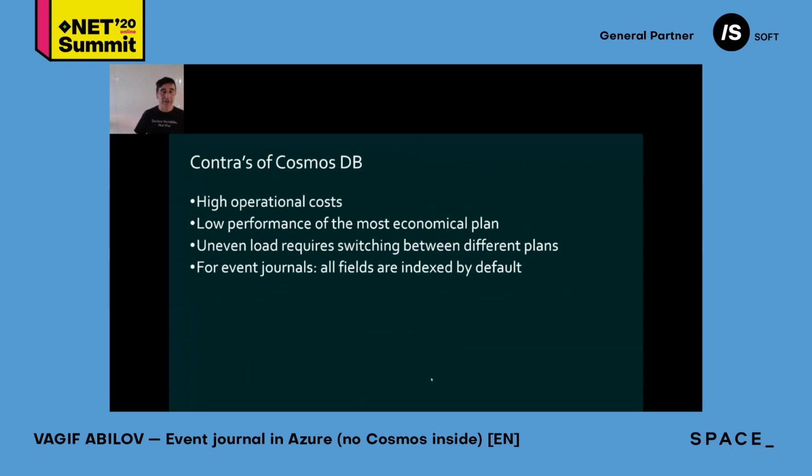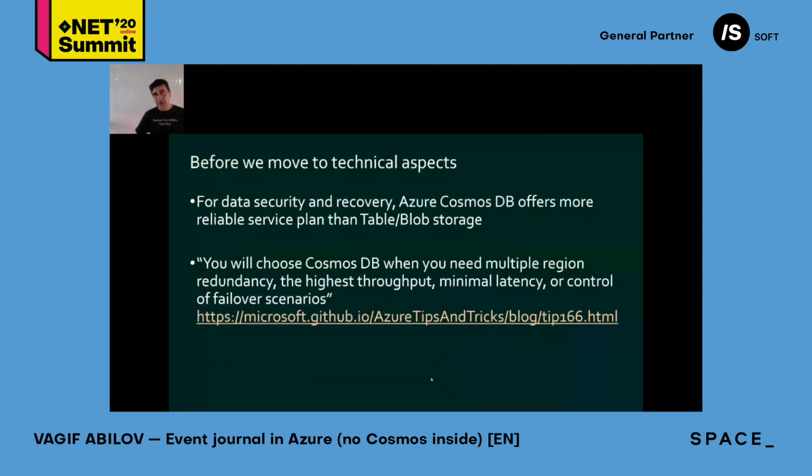And for event journals, this might look strange, but I found that fields are indexed by default. It's not just no advantage. It can give you some disadvantages. But before we move to that, don't forget about SLA. For data security and for recovery, Azure Cosmos DB definitely offers a more reliable service plan than Table and Blob that we are going to look at later.